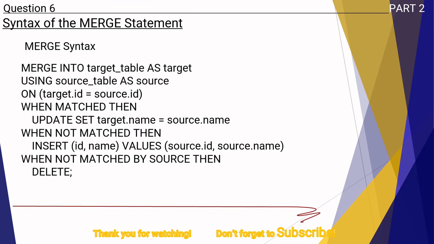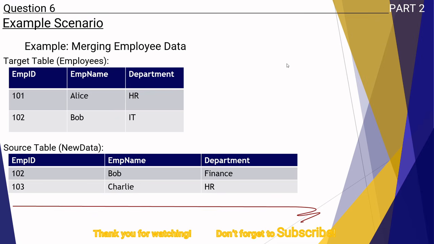The general syntax of the merge statement includes specifying the target table and the source table. The on clause defines the condition to match records. Depending on whether the records match or not, you can perform the update, insert, or delete.